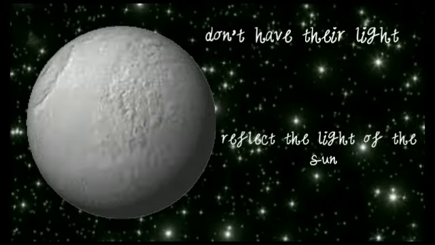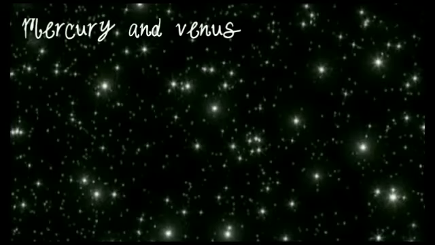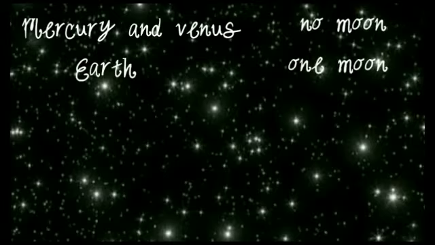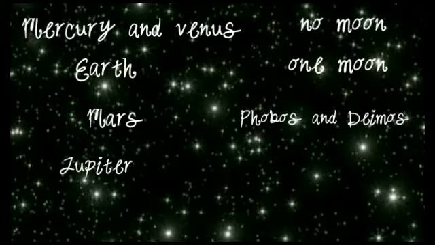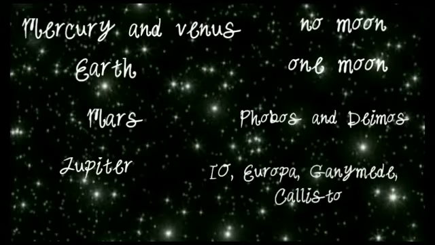Let's explore more. Mercury and Venus have no moon. Earth has one moon, and life is not possible on the moon as there is no air and water. Mars has two moons named Phobos and Deimos. Jupiter has 79 moons, and its main moons are Io, Europa, Ganymede and Callisto. Ganymede is the largest moon in our solar system.